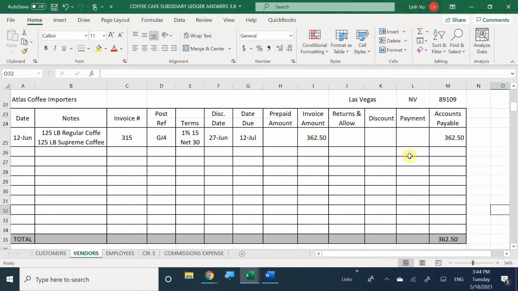So we have an invoice amount and a payment column. In case we ever get a discount because we have terms, or we decide to make a payment, make sure that you associate which one is which. But for here, we enter one bill and one bill only.